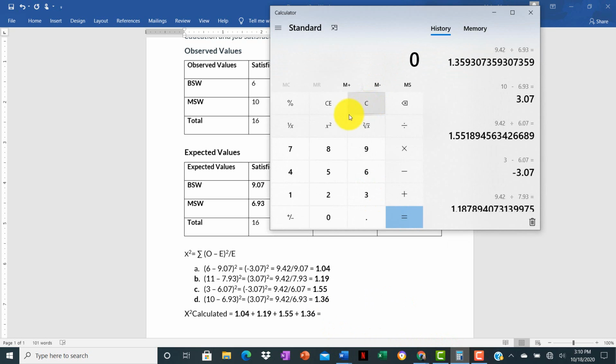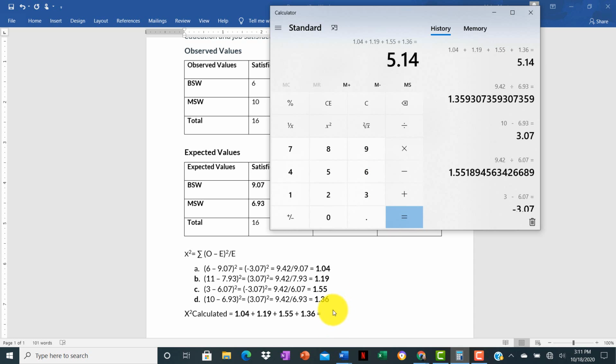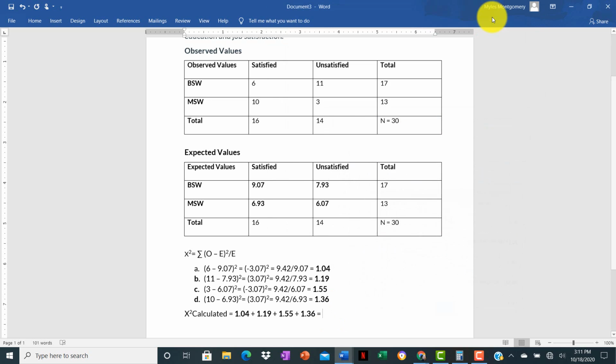So I'm going to clear out my calculator, and I'm going to say 1.04 plus 1.19 plus 1.55 plus 1.36 for a grand total of 5.14. So that is going to be, okay, once I knock this down, 5.14 is going to be our calculated value in total for our particular chi-square application for this fact pattern.